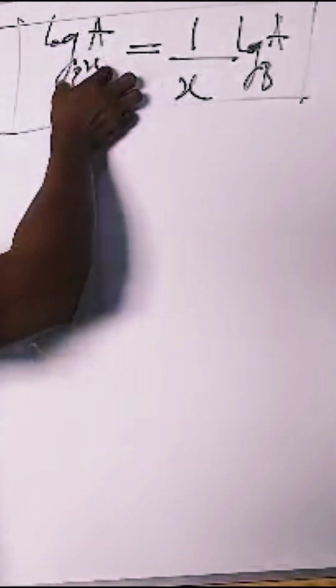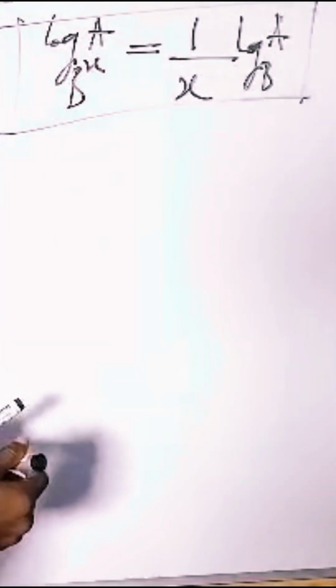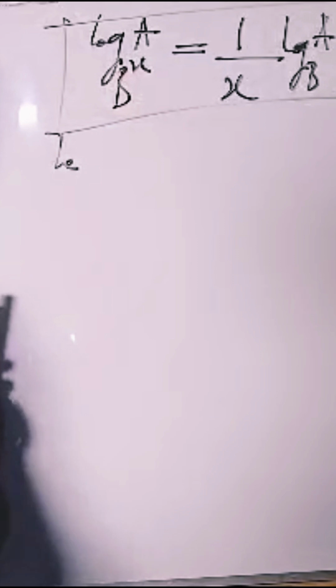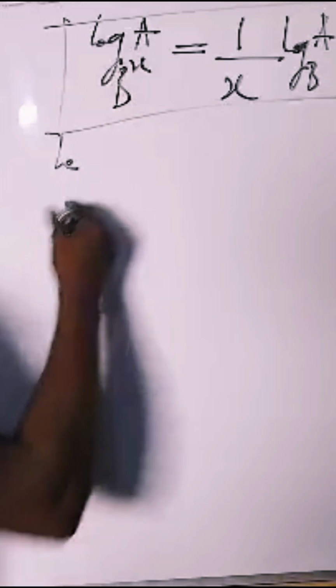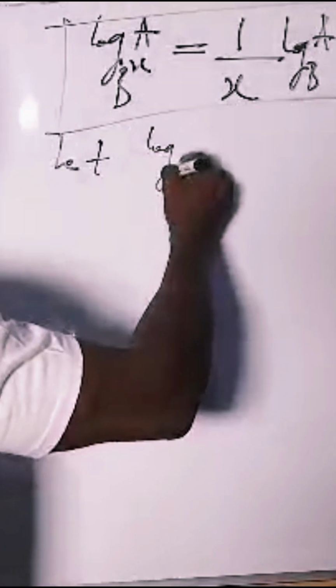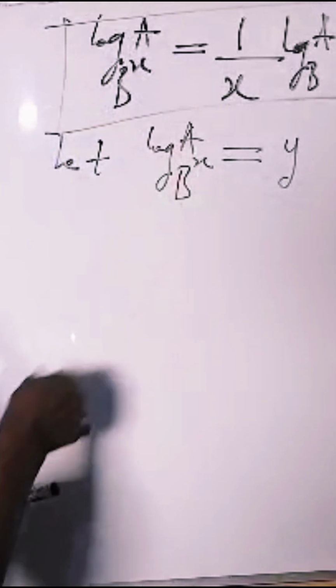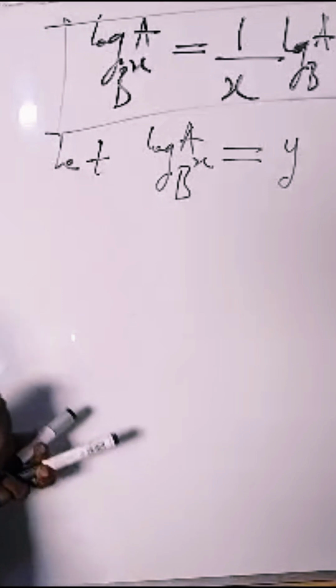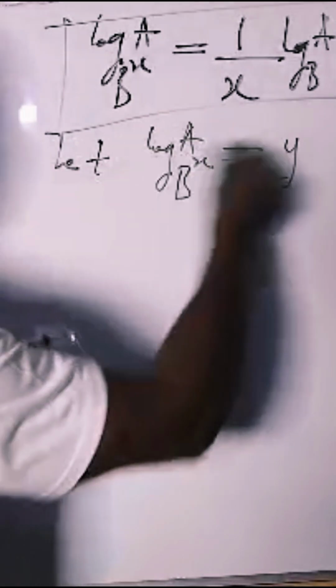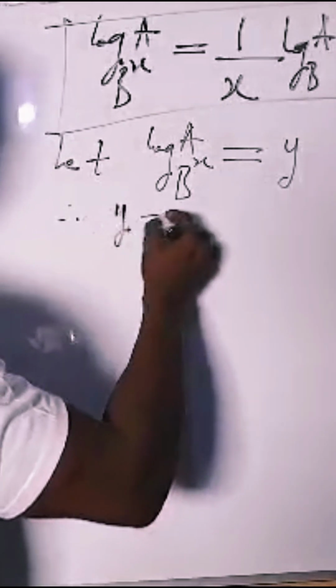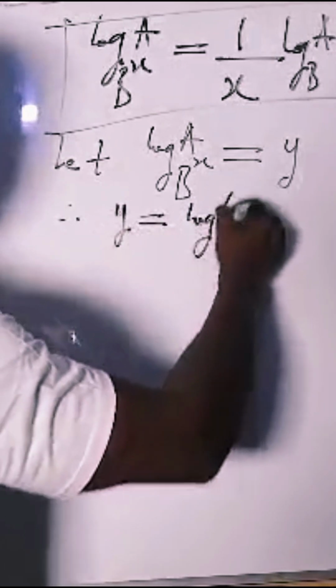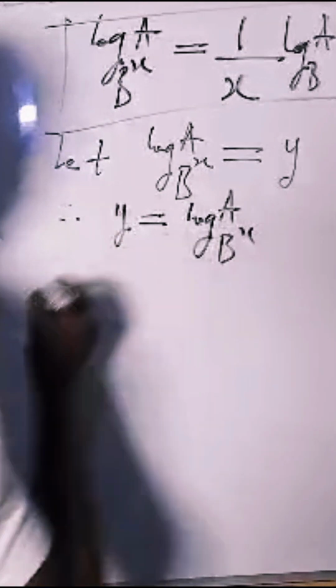To do that, we shall be representing this particular expression with a particular alphabet. Let us represent the log of A to base b raised by x. Let us use y to represent it. Now, don't forget, if this is this, automatically y is the log of A to base b raised by x.